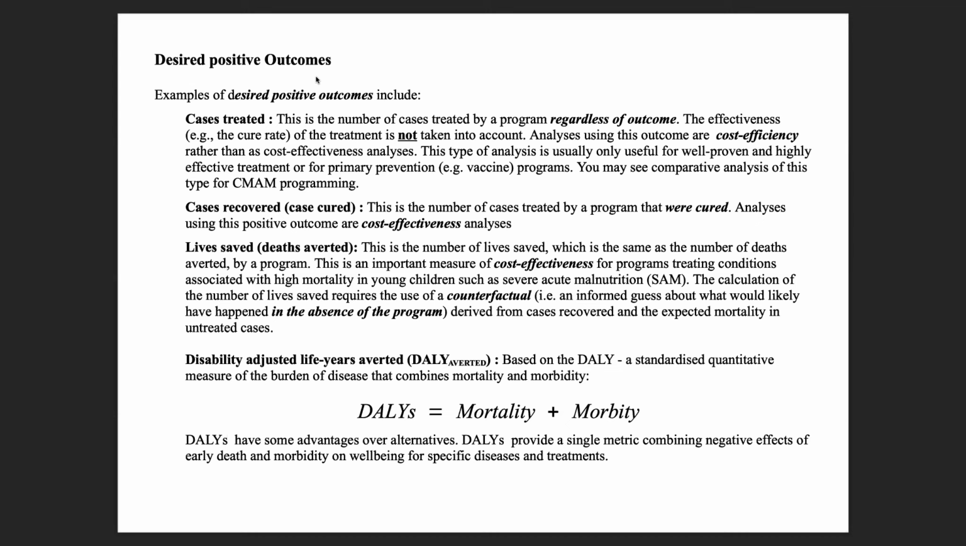Lives saved, deaths averted, they're the same thing. This is the number of lives saved, which is the same as the number of deaths averted by the program. It's an important measure of cost effectiveness, and we'll use this a lot in the DALY calculations. And it's useful if your program is treating conditions that are associated with high mortality in young children. And SAM is one of those.